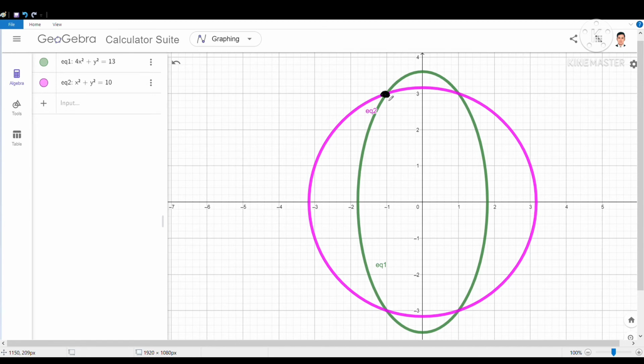This is negative 1, 3. And this second intersection is 1, 3. And the third intersection here is 1 and negative 3. And the fourth intersection, or fourth solution, is negative 1 and negative 3. So these coordinates are what we call the solutions of nonlinear equations, or points common to both given nonlinear equations.